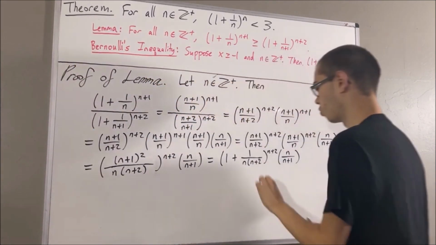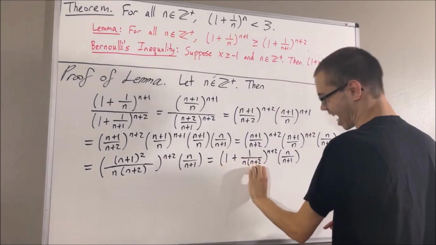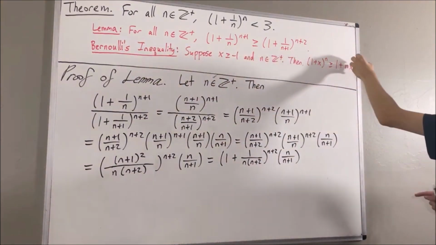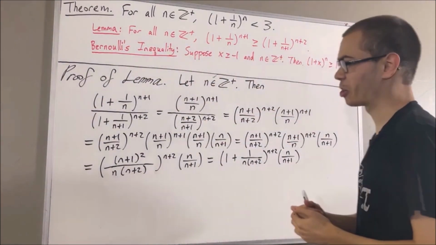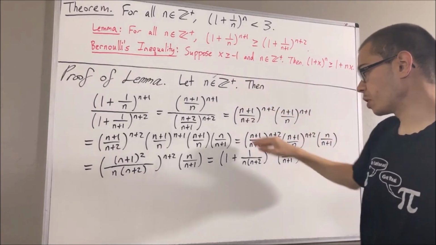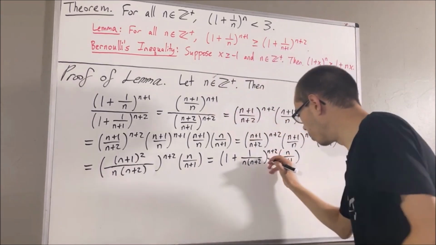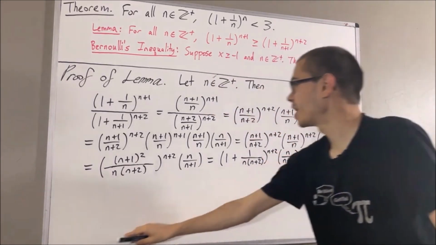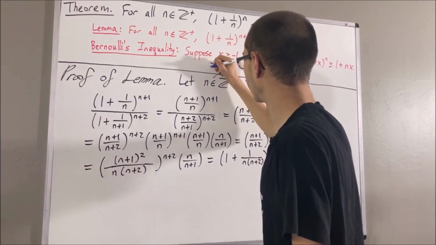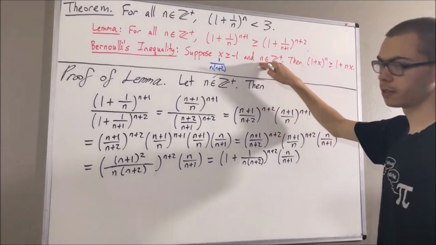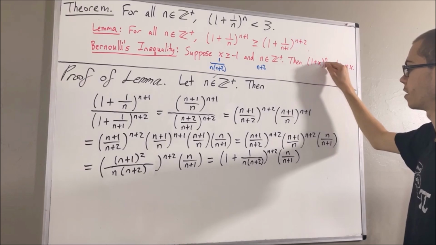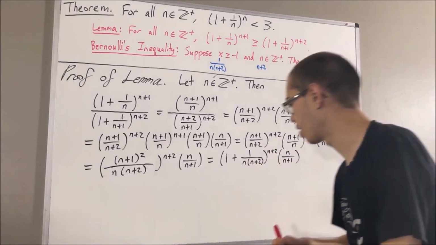So now notice, we have something of the form (1 + x)^n. So we're ready to apply Bernoulli's inequality. Yes, right? We all love Bernoulli's inequality. So we're going to take x to be 1 over n times (n+2), and we're going to take n to be n+2. Well, (1 + x)^n is precisely what we have here, so let me just write that out.